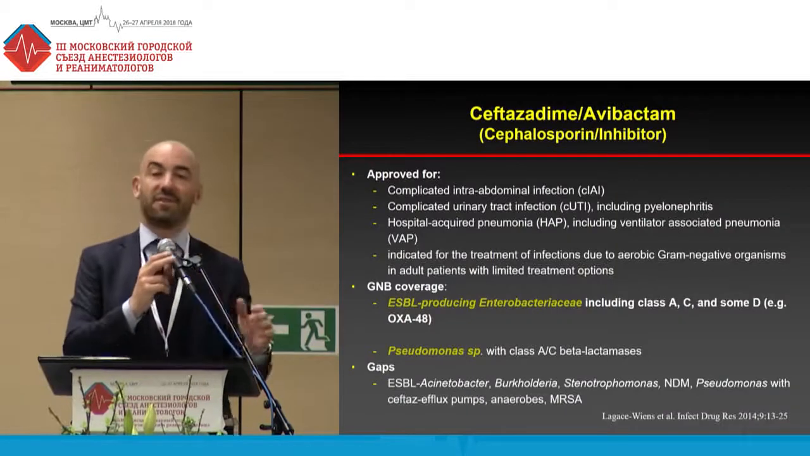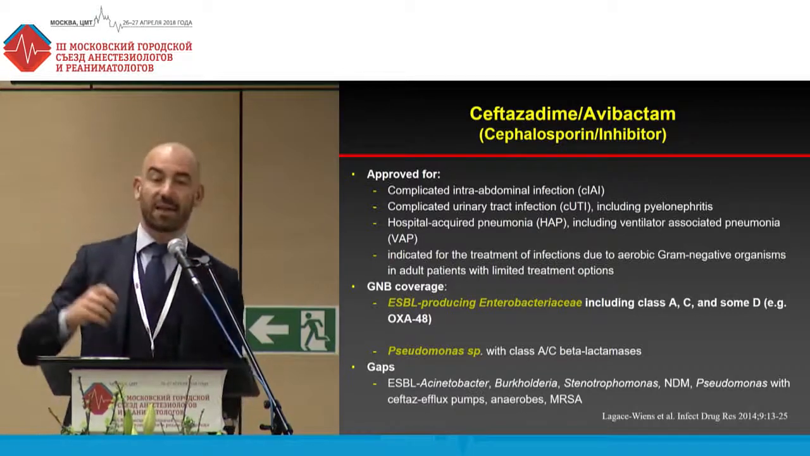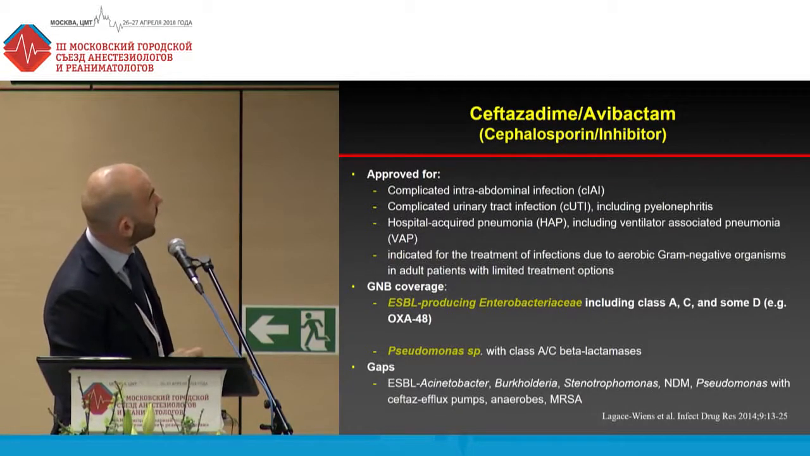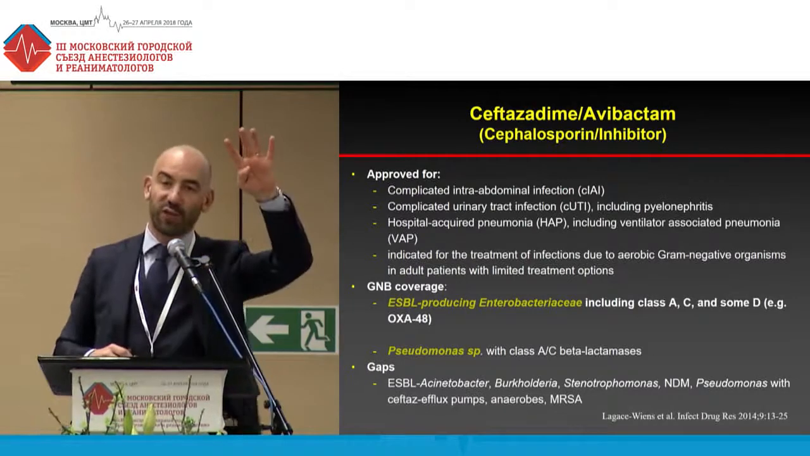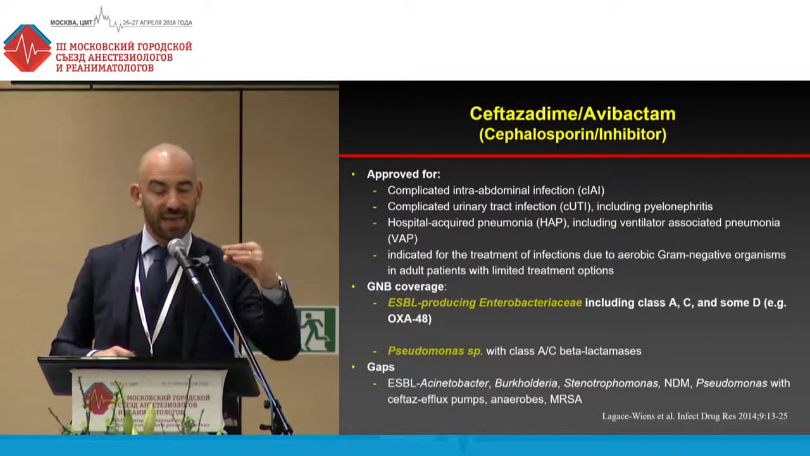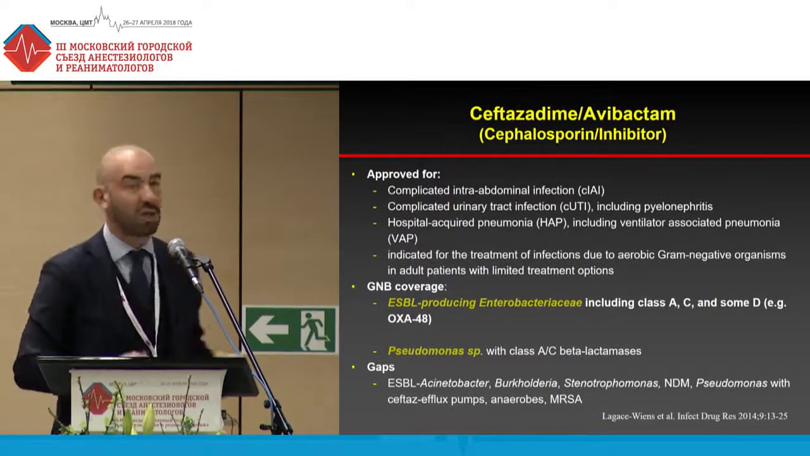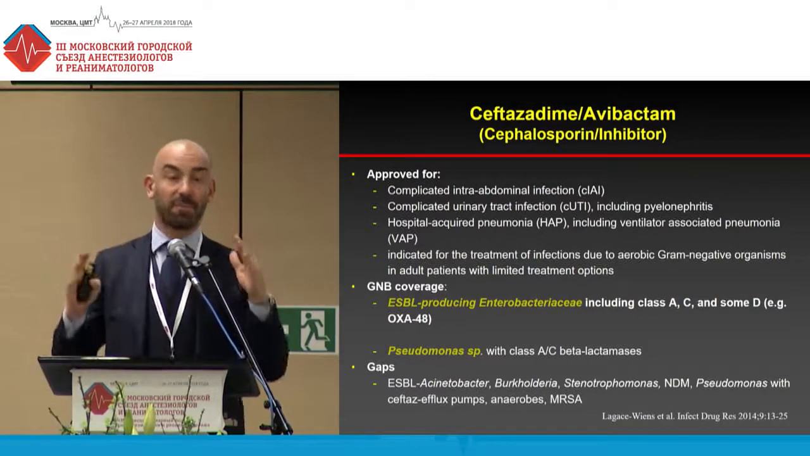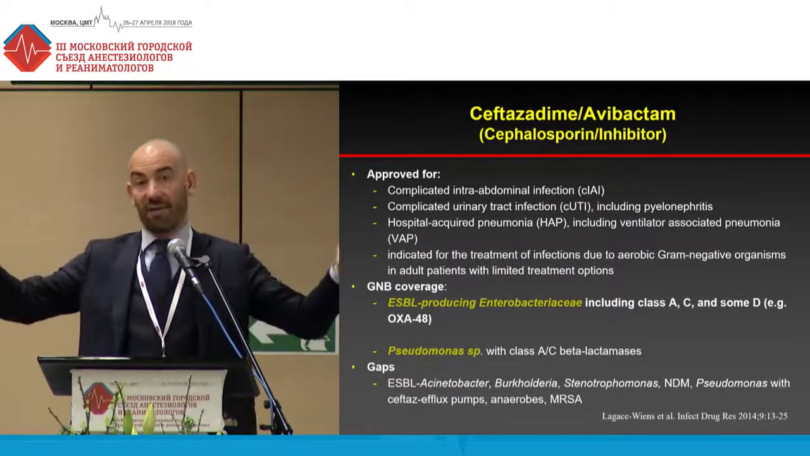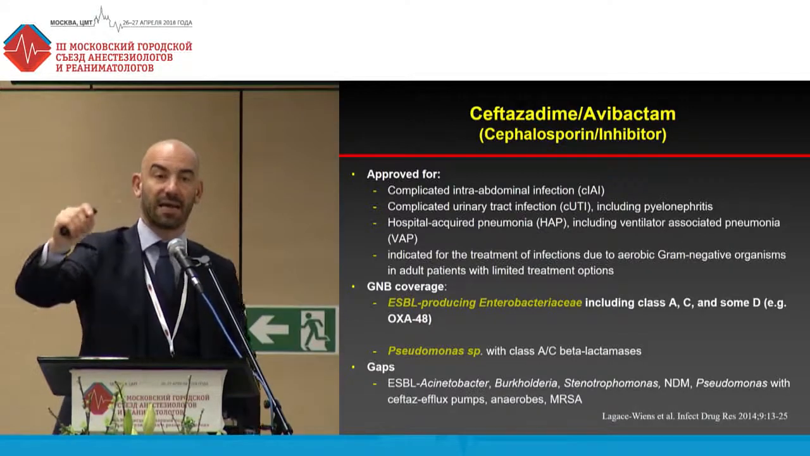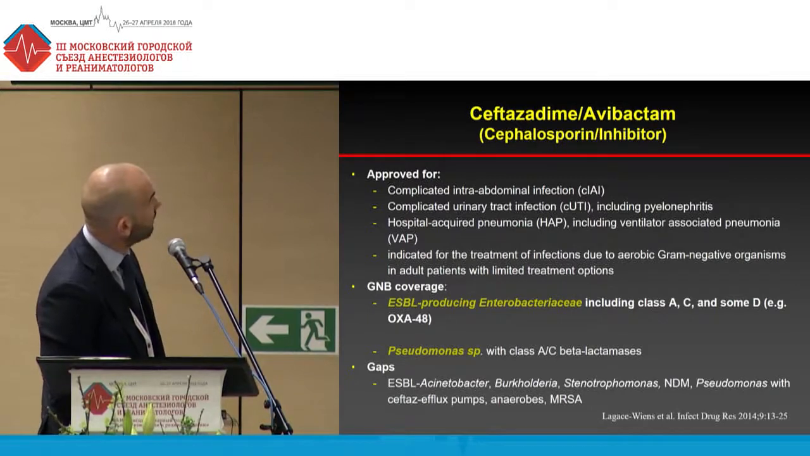So what do we know about ceftazidime-avibactam? The drug has been approved for complicated intra-abdominal infections, complicated urinary tract infections, and hospital-acquired pneumonia, including ventilator-associated pneumonia, and there is also a 4th indication, very important, for the treatment of infections due to aerobic gram-negative organisms in adult patients with limited treatment options. This is very important because it allows the possibility to use this drug everywhere. Every time you suspect a resistant bug, you can use ceftazidime-avibactam. So it covers ESBL very well, but also Pseudomonas.